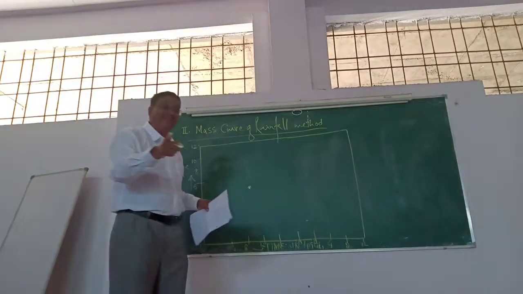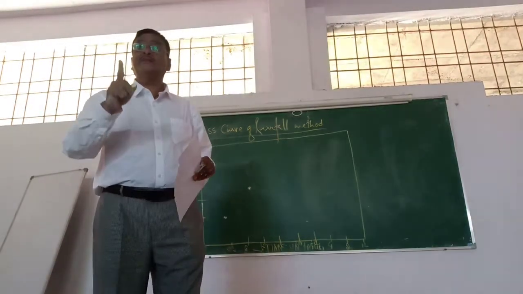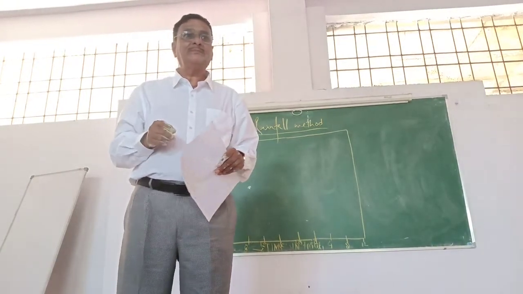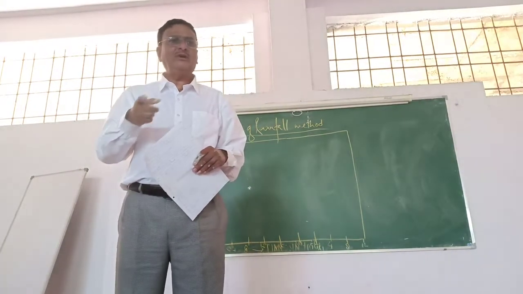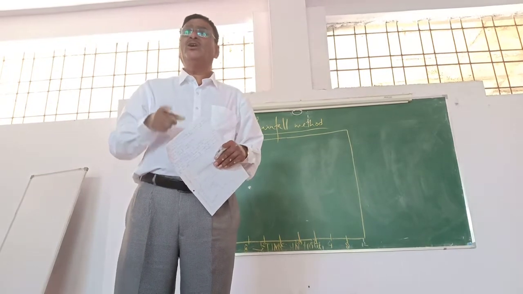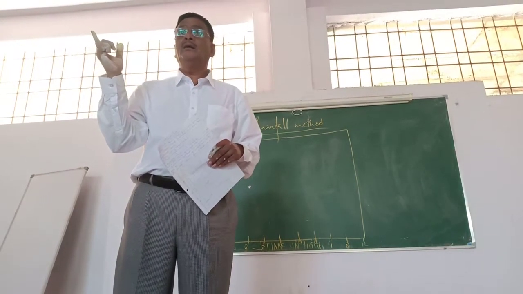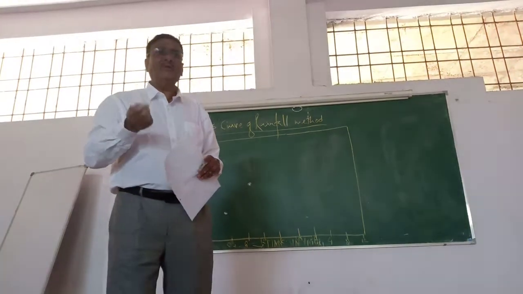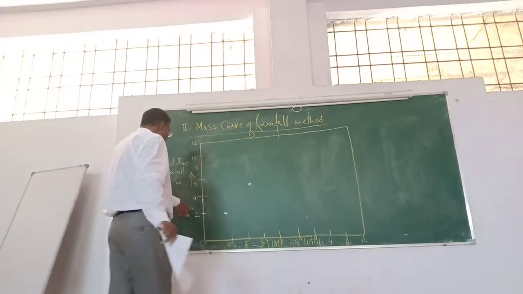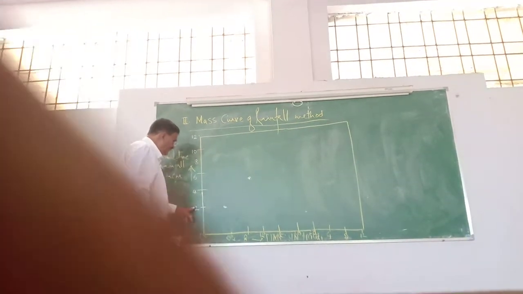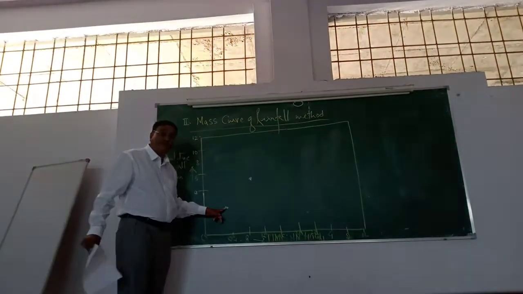This graph I am going to show is a mass curve. I did not tell you what cumulative rainfall is. What is cumulative? I think you have not studied statistics. Cumulative percentage. For example, in the first hours, the rainfall that has occurred is 2 centimeters.